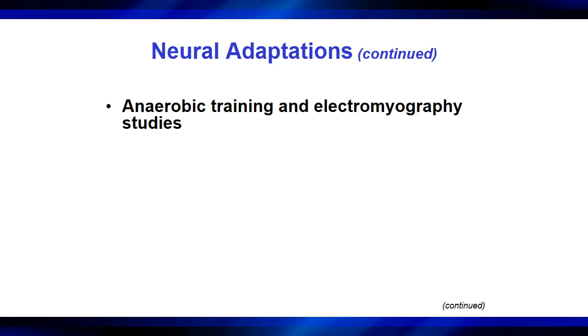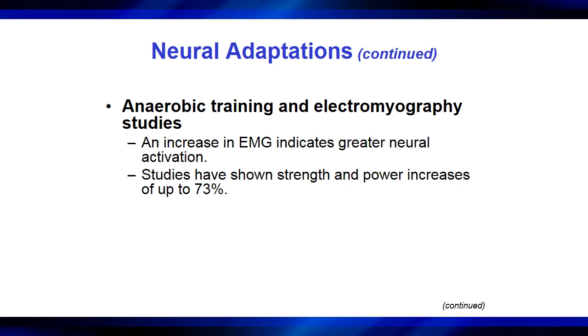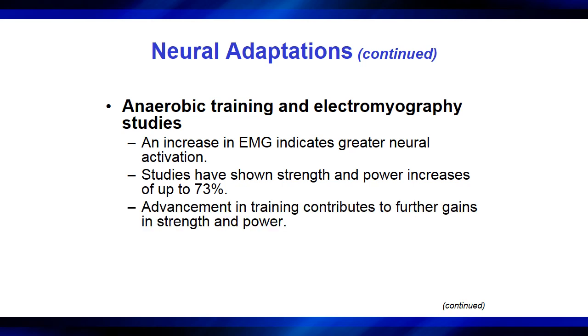So what you basically look at is an increase in EMG indicates greater neural activation, and they found that studies that have investigated this have shown that strength and power with this also increases up to 73%, because what you're showing is a greater activation and a greater recruitment of the muscle. Advancements in training have allowed for further gains. As we're seeing more and more different types of training, we're learning some new things that we can utilize as a component of training to help increase this response.